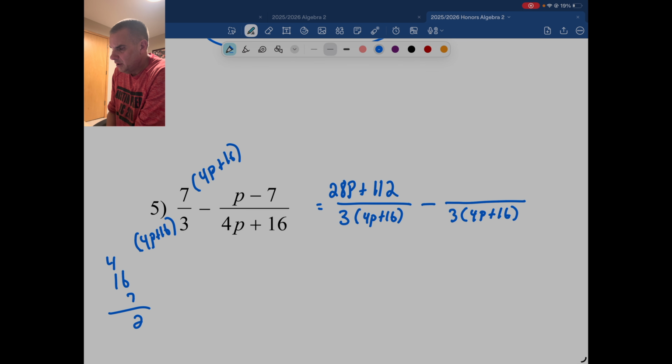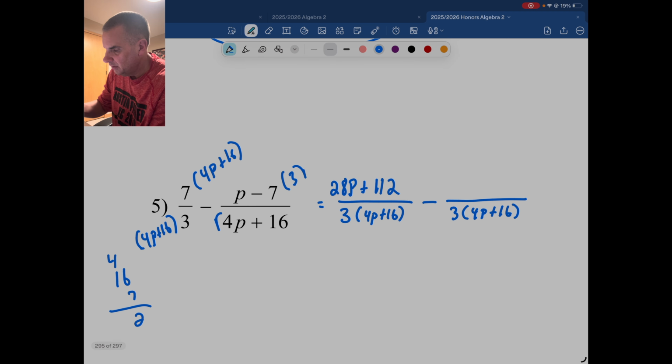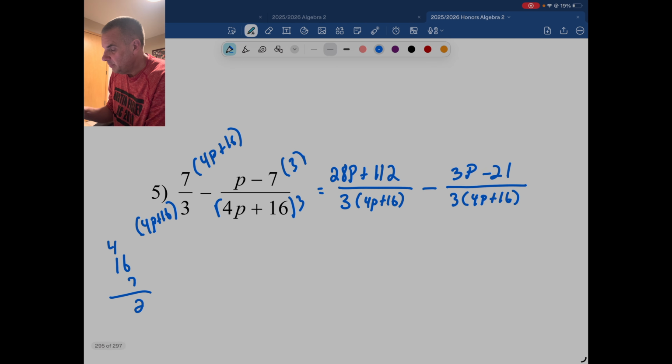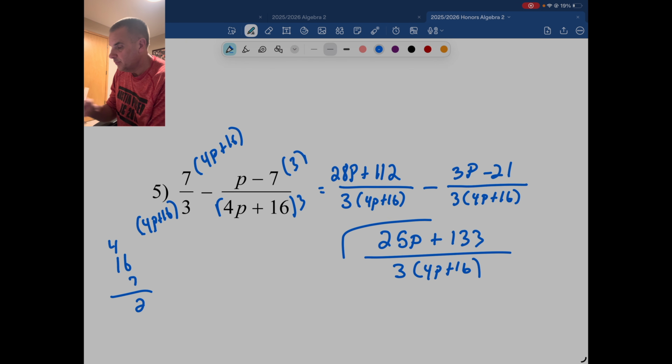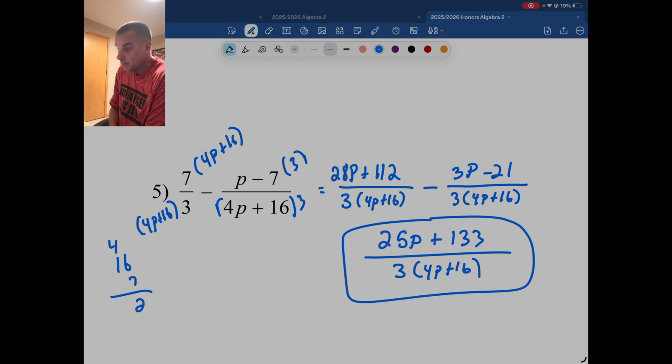Ugh. Who the heck did that? Me. Multiply this by 3. So that's 3p minus 21. So I've got 28p minus 3p is 25p. Sounds right to me. 112 minus negative 21 is plus 21, so 133 all over 3 times 4p plus 16. And you're done.